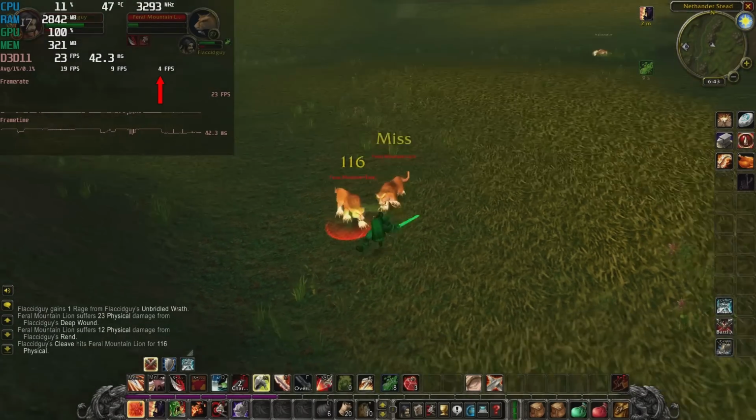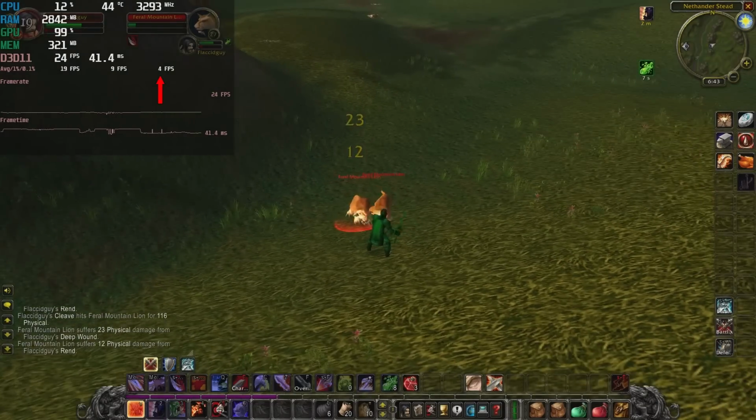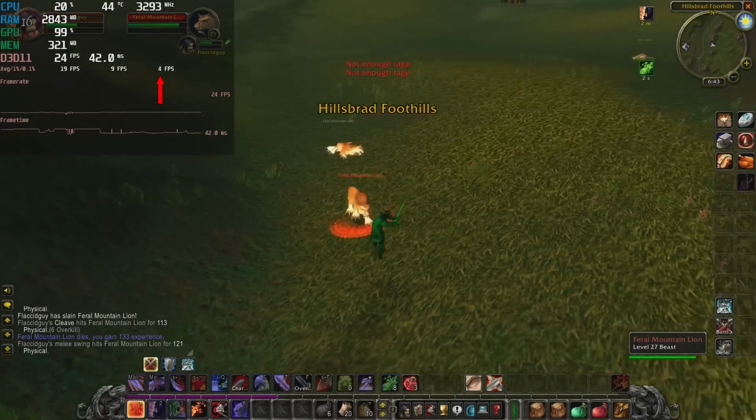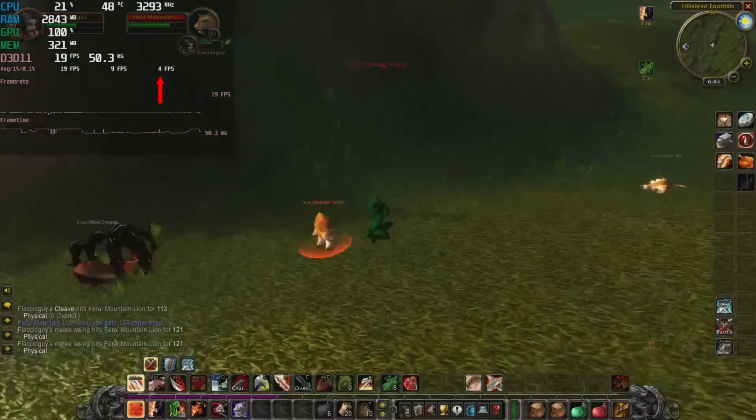Those are some pretty bad numbers if you ask me, but it was still playable to some degree. You know, I was able to quest and kill mobs, and I even engaged in a little bit of PvP. It just wasn't the most ideal experience.